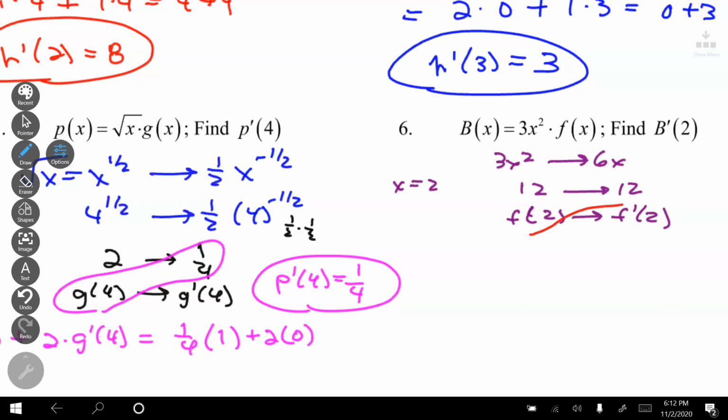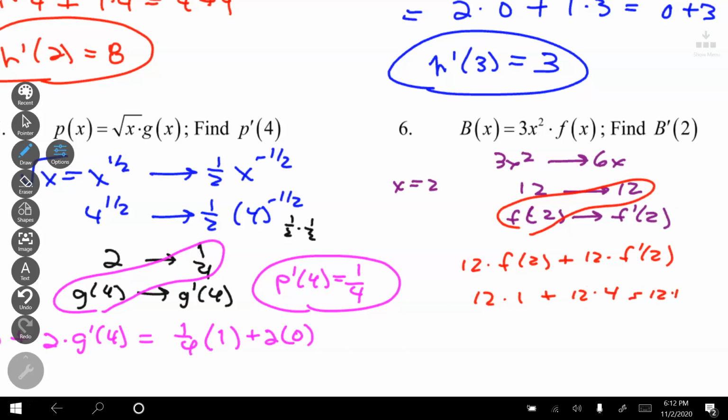I'll do my crisscross this way first. 12 times f of 2 plus 12 times f prime of 2. I get 12 times f of 2, according to this table, is 1, plus 12 times f prime of 2, which is 4. So I get 12 plus 48. I get b prime of 2 is equal to 60.